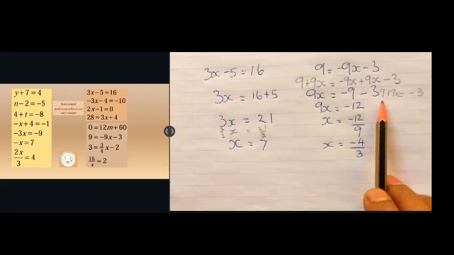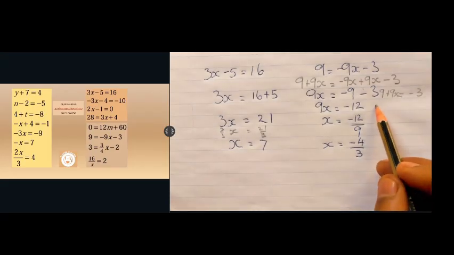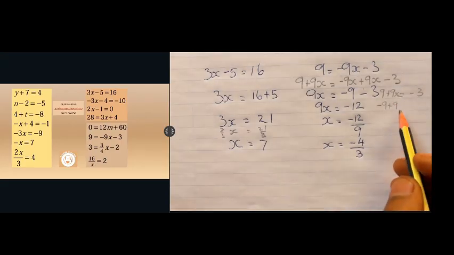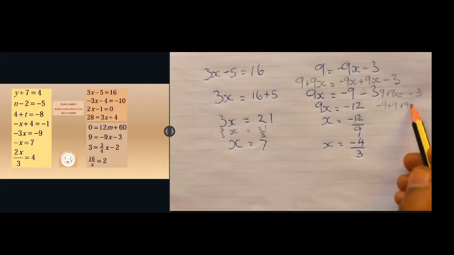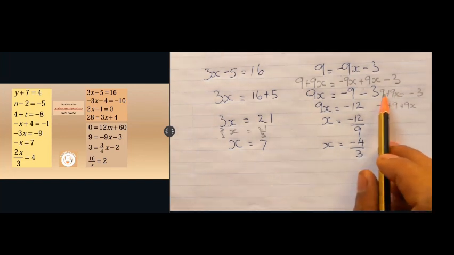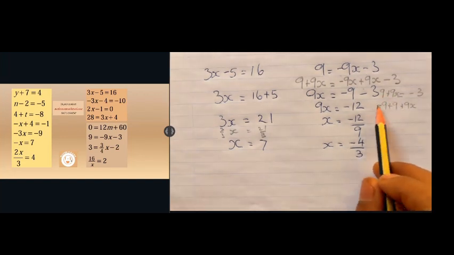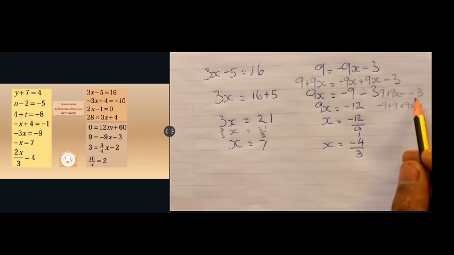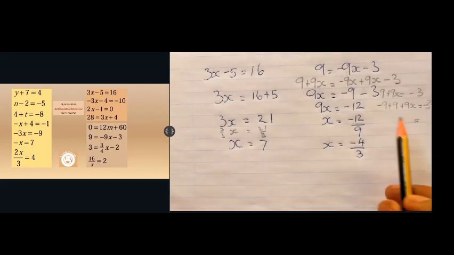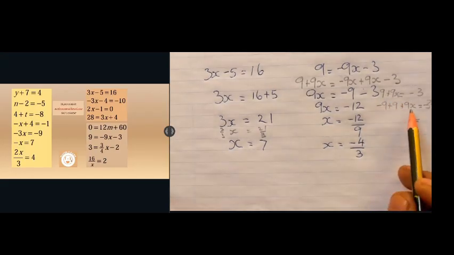Now I must do what? That 9, I must also do the same thing. Negative 9 plus 9, then 9x. What did I do here that is different from here? I put a negative 9. So it means this side I must also put a negative 9. You see what they do? Then in the end, this gives me a 0. I'm left with this one.